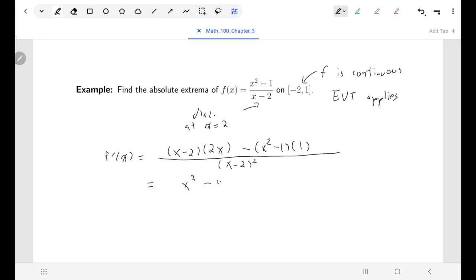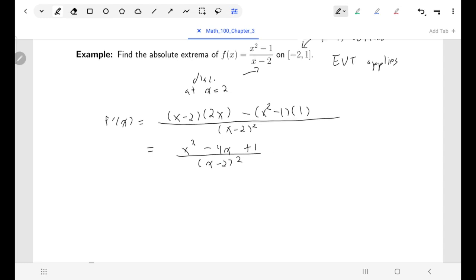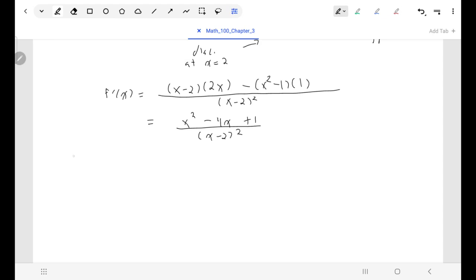I'd have minus 4x, and I would have plus 1. And this is all over x minus 2 whole thing squared. So when we're looking for critical numbers, they are where our derivative is either undefined or equal to 0. And so f prime is undefined at x equals 2, and that's not a surprise because f is undefined at x equals 2. But 2 is not part of our interval, so we don't need to care about it. It won't be included in our little table of values later on.